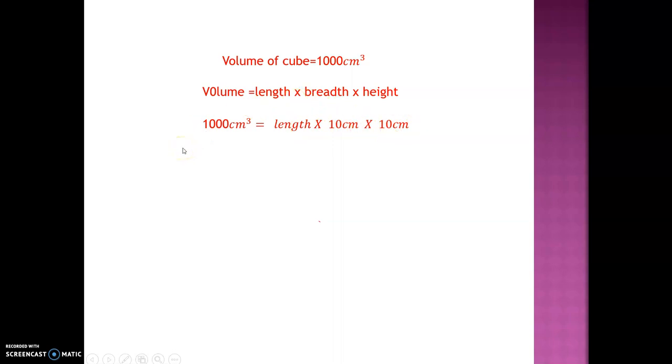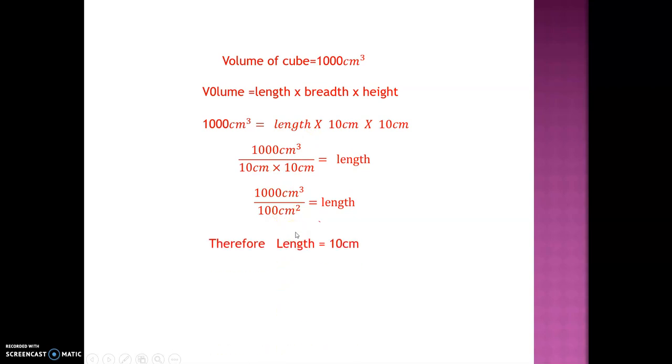So what happens? It becomes division. That is 1000 centimeter cube remains the same when this 10 centimeter multiplied by 10 centimeter is transferred from one side to the other side. It becomes divided by 10 centimeter times 10 centimeter, which is equal to length. 10 times 10, that is 100 centimeter square. Now 1000 divided by 100 is 10. That is your length.